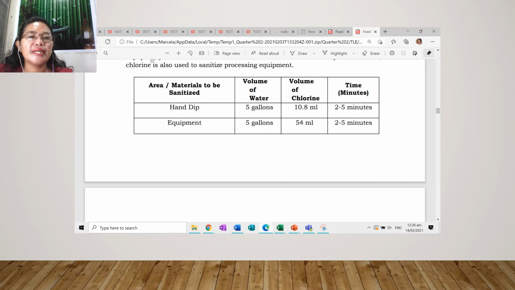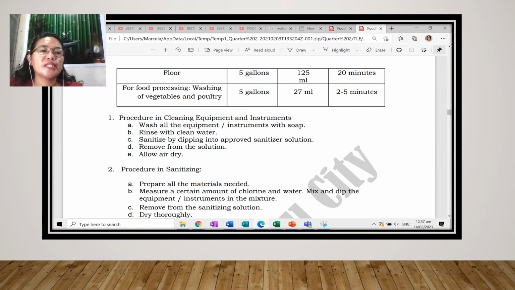Okay, how about the equipment? Still 5 gallons, then 54 ml, 2 to 5 minutes. The next one is the floor area: 5 gallons, you're going to have chlorine of 125 ml, then 20 minutes. For food processing, washing of vegetables and poultry, still 5 gallons, 27 ml, still 2 to 5 minutes.